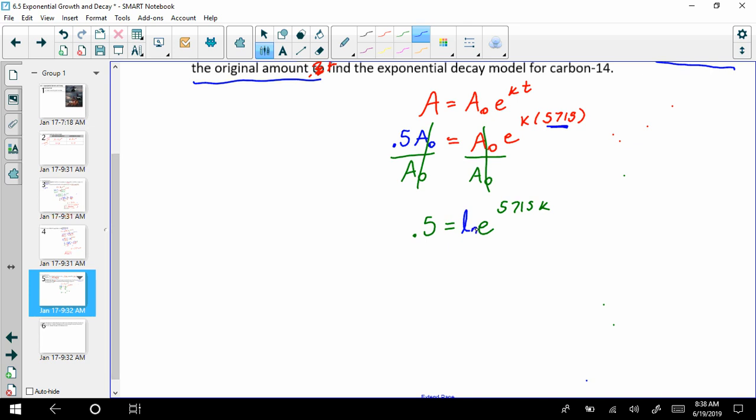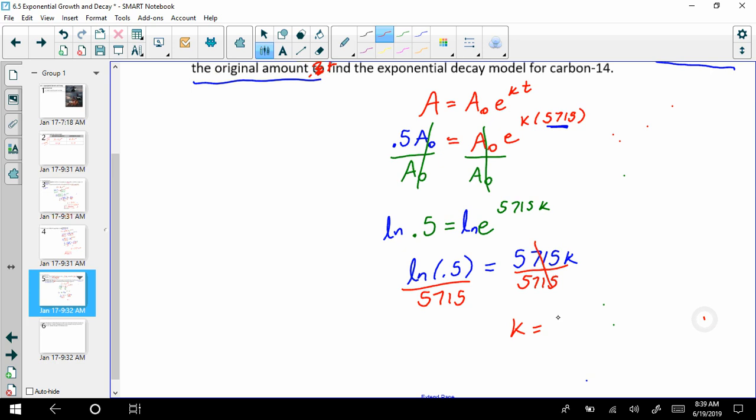So the next step to get k alone, I have to get rid of e. So I would do the natural log of both sides. I'm not going to use a calculator quite yet, so they cancel on the right side. And the last step to get k alone would be to divide. Now you can turn to the calculator. So we're going to do natural log of 0.5, and then we're going to divide it by 5,715.